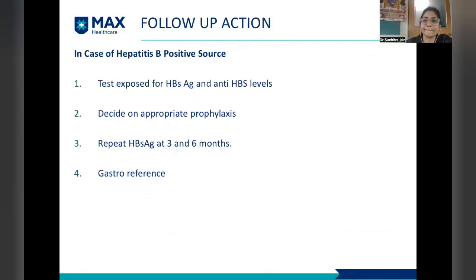Next, please. So follow-up action is to test the exposed for hepatitis B surface antigen and anti-HBs levels. Decide on appropriate prophylaxis on the basis of the algorithm. Repeat anti-HBs antibodies at 3 and 6 months, and a gastro reference is usually given because if your healthcare staff turn out to have elevated levels of LFTs, then they need to be guarded in that case. So that is why we always suggest a gastro reference also. Next, please.